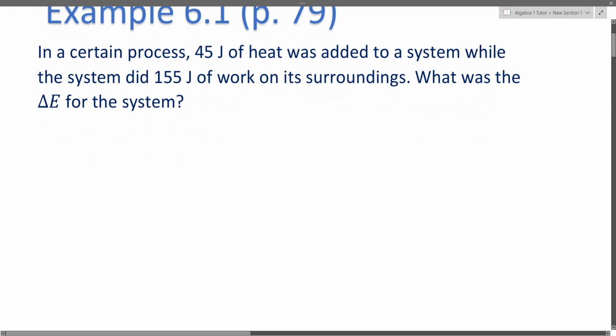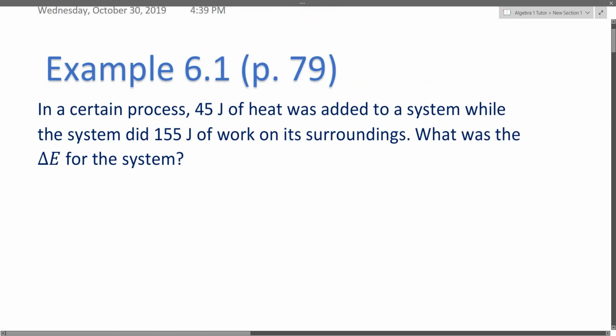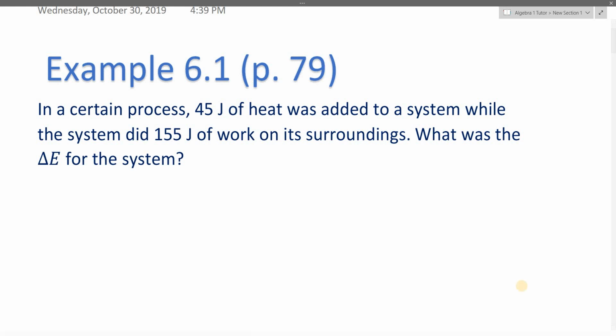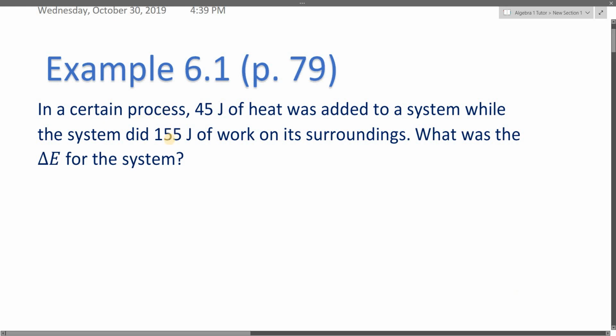So here's example 6.1 on page 79, and you'll notice it says in a certain process there are 45 joules of heat that was added to a system while the system did 155 joules of work on its surroundings. What was the delta E for the system? So we know that for the delta E value, we're going to have a formula. Our formula, first of all, is delta E is equal to Q plus W.